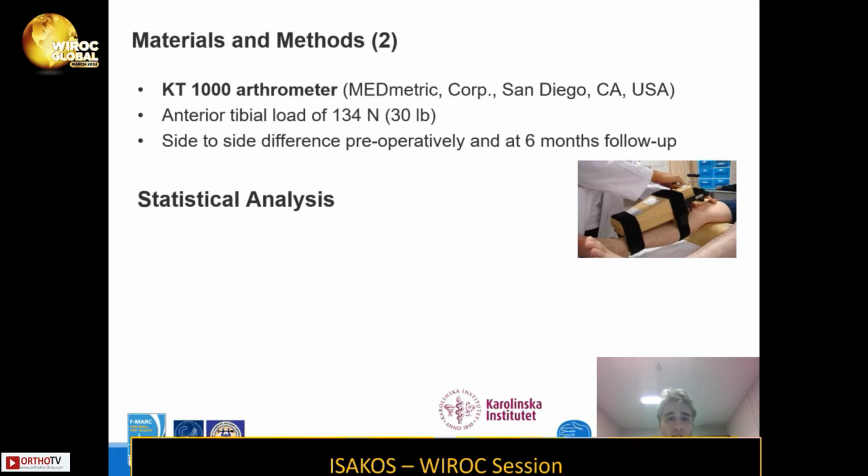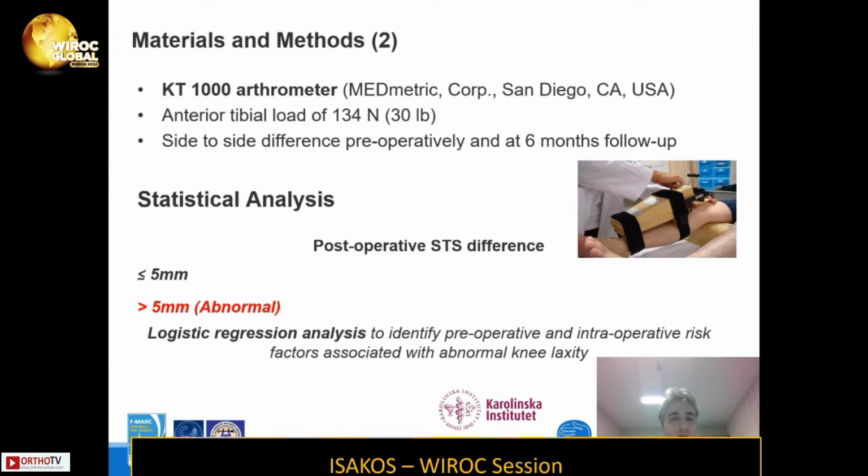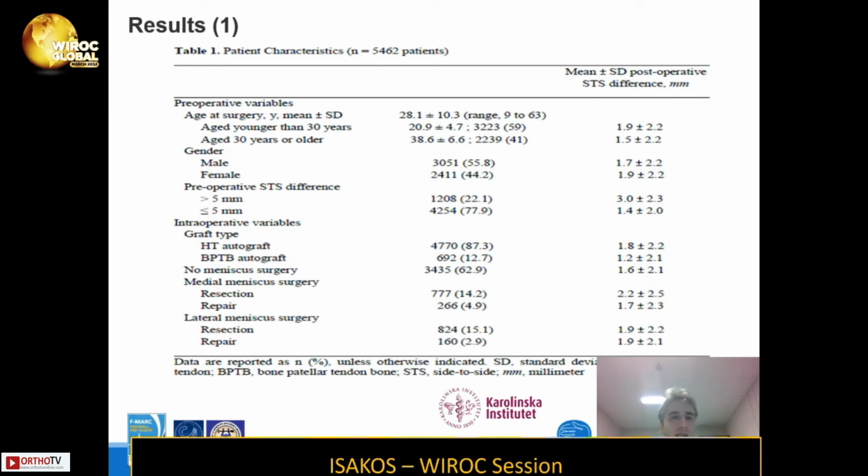We used, as I said, the KT1000 arthrometer with an anterior tibial load of 134 Newton, which corresponds to 30 pounds. And we looked at the side-to-side difference preoperatively and at 6 months follow-up. We dichotomized the postoperative side-to-side difference into less than or equal to 5 millimeters and more than 5 millimeters, considering this one as abnormal. We used a logistic regression analysis to identify preoperative and intraoperative risk factors associated with abnormal knee laxity. We investigated several variables.